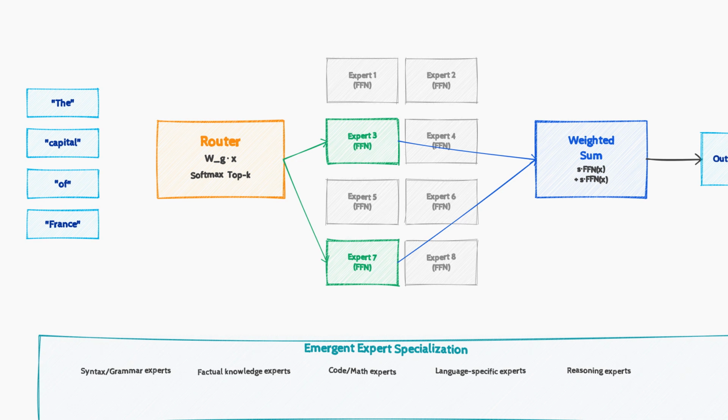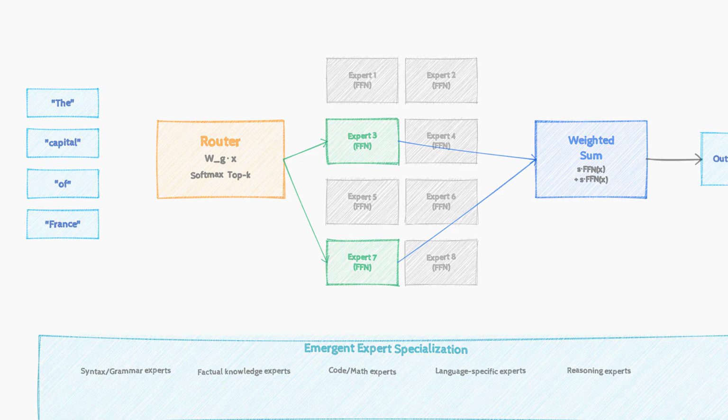Interestingly, researchers have found that experts do develop genuine specialization. Some experts handle syntax and grammar. Others handle factual knowledge. Others activate on specific languages or domains like code or math. This emergent specialization is one of the most exciting properties of MoE.